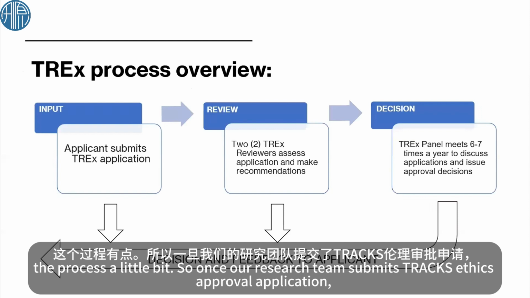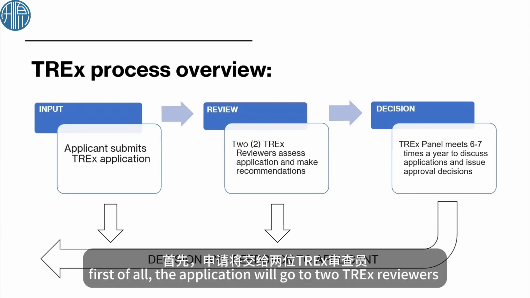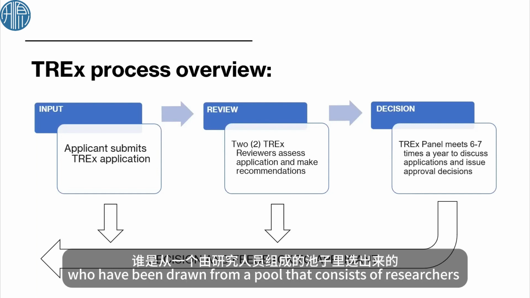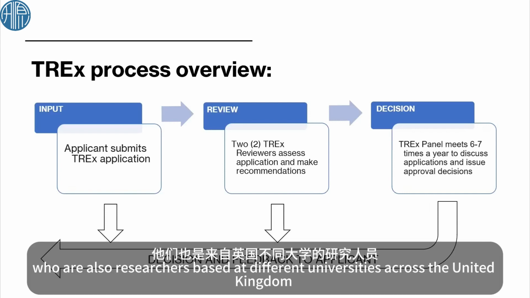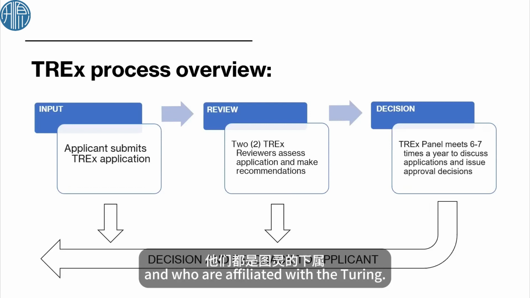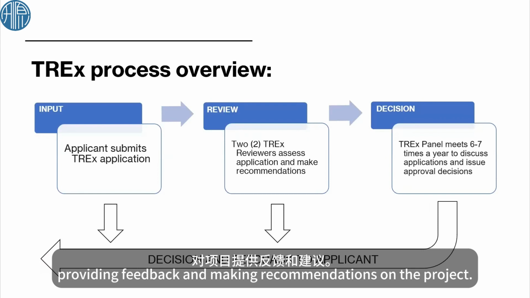So once our research team submits a TREX ethics approval application, we have a two-tier review system in place. First of all, the application will go to 2 TREX reviewers who have been drawn from a pool that consists of researchers based at the Turing Institute and also Turing Fellows, who are researchers based at different universities across the United Kingdom and who are affiliated with the Turing. These 2 reviewers are responsible for assessing the answers on the application, providing feedback, and making recommendations on the project.